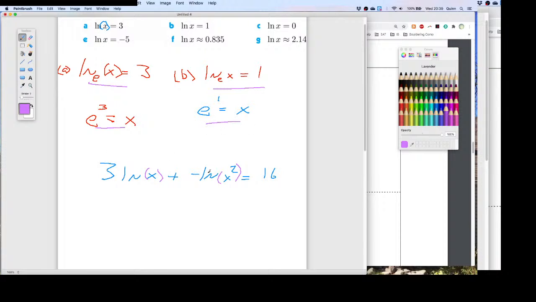But the problem is I have two logs, so we have to combine these logs first. But we cannot combine them when there's a number in front here. We need a 1 there. So I bring this up top and it goes there using one of my log rules. Like so. And now we know that if you subtract two logs, we can combine them to make a megalog, and that is x cubed over x squared equals 16.